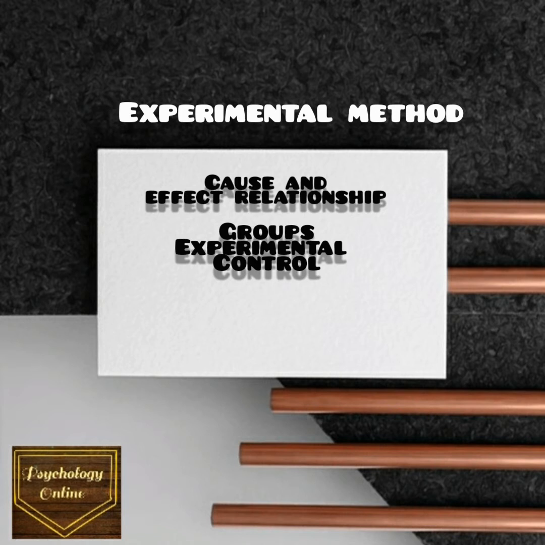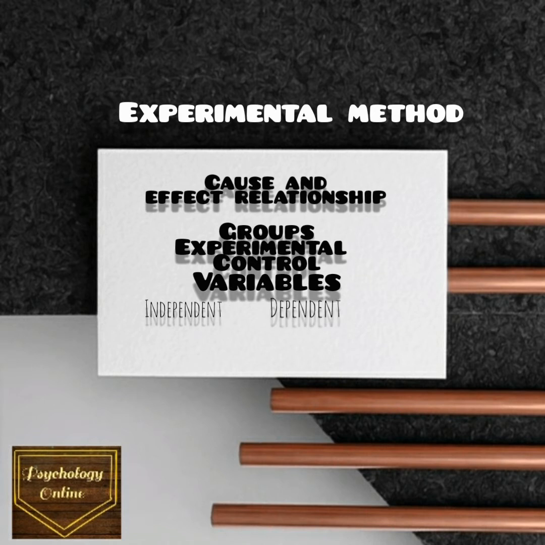Now let's see about variables in experimental method. There are four different types of variables: independent variable, dependent variable, participant variable, non-participant or environmental variables. Independent variables are those variables that we are changing or manipulating as a researcher. Dependent variables are changing because of the manipulation in independent variables.